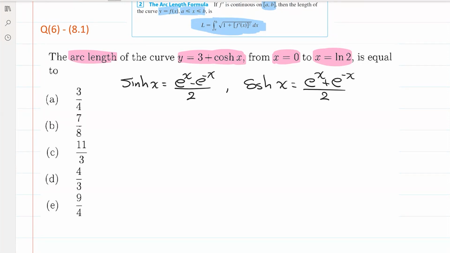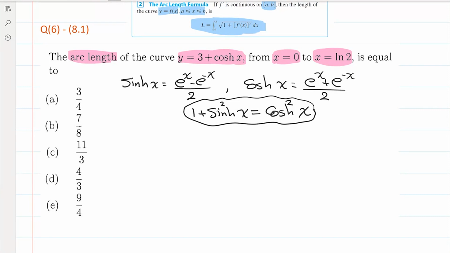Doctor, 1 plus sine hyperbolic square equal to cosine hyperbolic square, right? Yes, another hint here. This is the identity between cosine hyperbolic and sine hyperbolic. I think it is 1 plus sine hyperbolic square of x equal cosine hyperbolic square of x. Yes, you are right. This is all what you need in this question. These 3 rules.